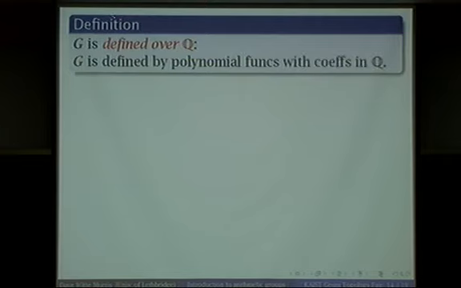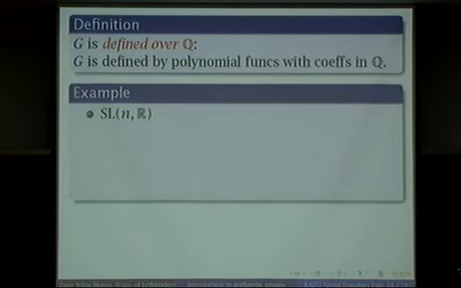So to say a group is defined over a particular field means that the polynomials that define it have coefficients in that field. And so, for example, SLNR is defined over Q because it's the matrices of determinant 1, and if you write the determinant as a polynomial, all the coefficients are 1s and minus 1s. You just multiply some things together and subtract some. So the coefficients are definitely rational.